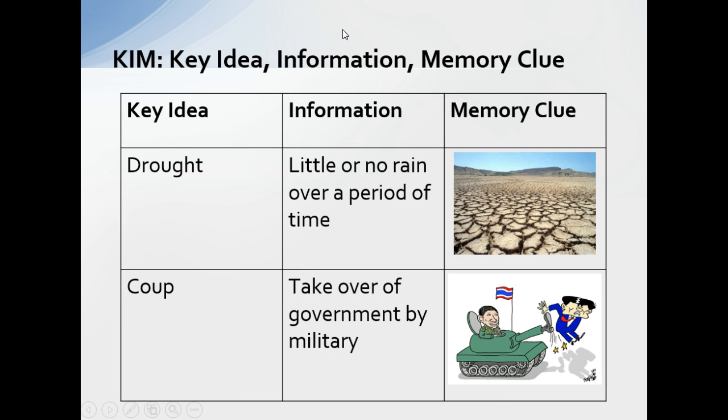So we have another strategy here, the KIM. K stands for key idea, I stands for information, and M stands for memory clue. So if our key idea is a drought and the information is little or no rain over a period of time, memory clue, you would have them draw a picture or you have them cut it out of a magazine. I just got this from Clip Art. And then a coup, a takeover of government by military, and there's a tank here. So this really helps students to get information and also have a visual memory clue to go with it.